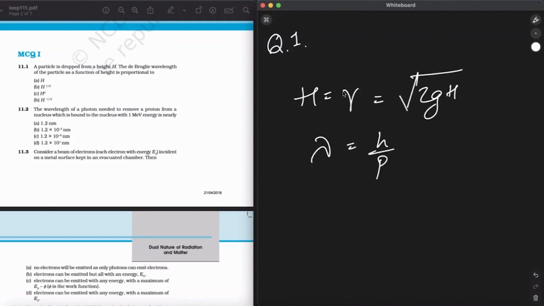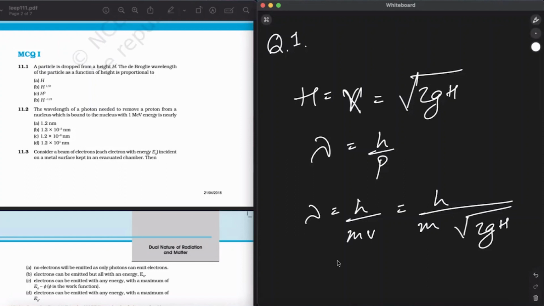So this is the velocity v. Now lambda is equal to h upon mv, so h upon m times root 2gh. So lambda is proportional to what? 1 upon under root of h. So it is 1 upon h to the power 1 by 2, so it is h to the power minus 1 by 2. So lambda is proportional to h raised to the power of minus 1 by 2.